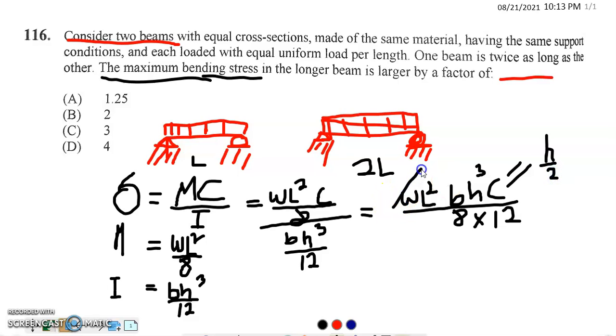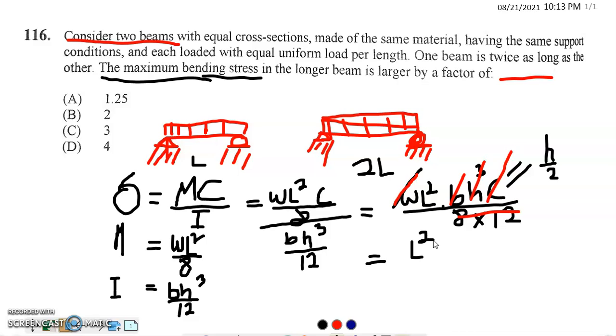So W is going to be the same for both, so you can cancel it out. B is going to be the same. Let me use a red pen so you guys can see better. W cancels out. B cancels out. H cancels out. C cancels out. And literally the 8 times 12 will cancel out from both sides. So the only thing that you have left in the equation is L squared.